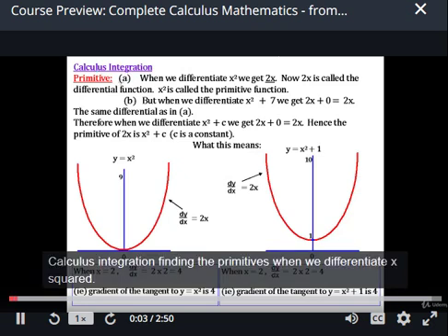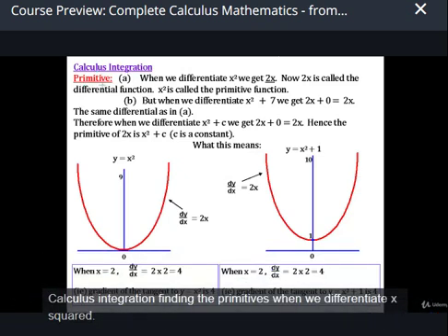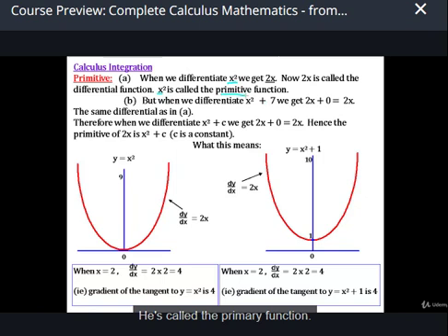Calculus integration, finding the primitive. When we differentiate x squared, we get 2x. 2x is called the differential function. X squared is called the primitive function.